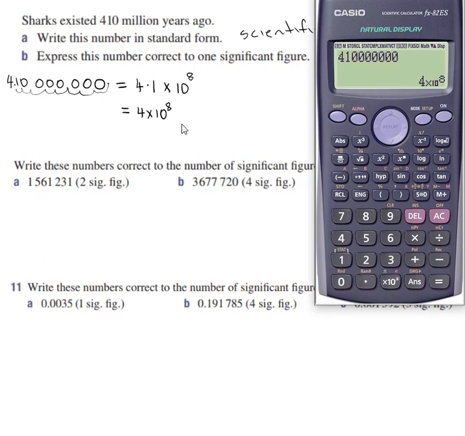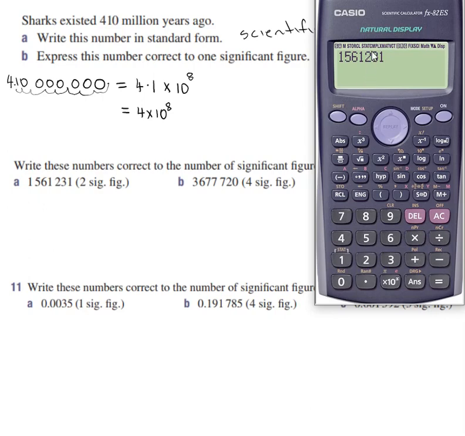Okay? So, any of these numbers here, we could do them this way by writing them out in scientific notation, but why don't we let the calculator do it for us? So we're going to do this number here to 2 significant figures. We're going to write 1, 5, 1, 2, 3, 1. Okay, did I write those all out? Oh, I missed the 6. Let's go back. 1, 5, 6, 1, 2, 3, 1.